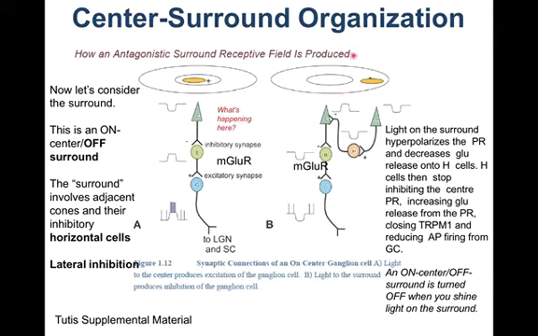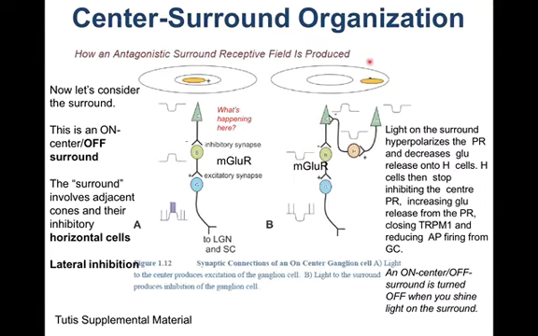And so this is an on-center, off-surround system. We know that because we have on bipolar cells at the center expressing mGluRs. The surround, we don't need any more bipolar cells. We just need a bunch of cones. There's only one shown here, but we'd have a bunch of cones going around the periphery. And those cones synapse via horizontal cells onto the central cones.